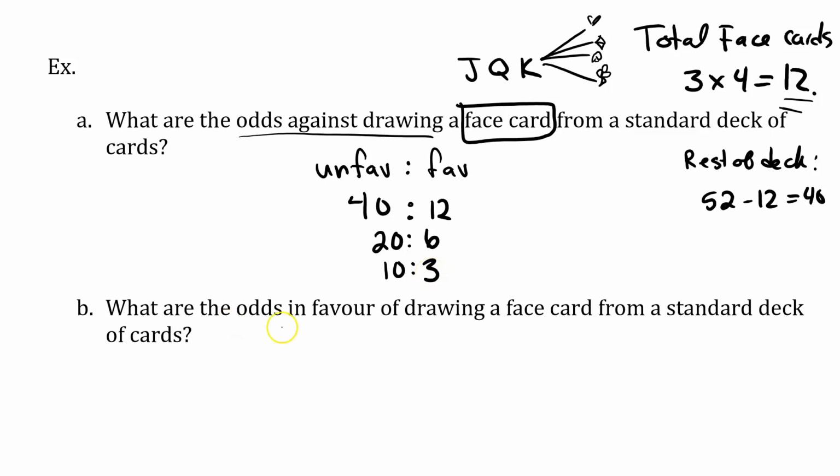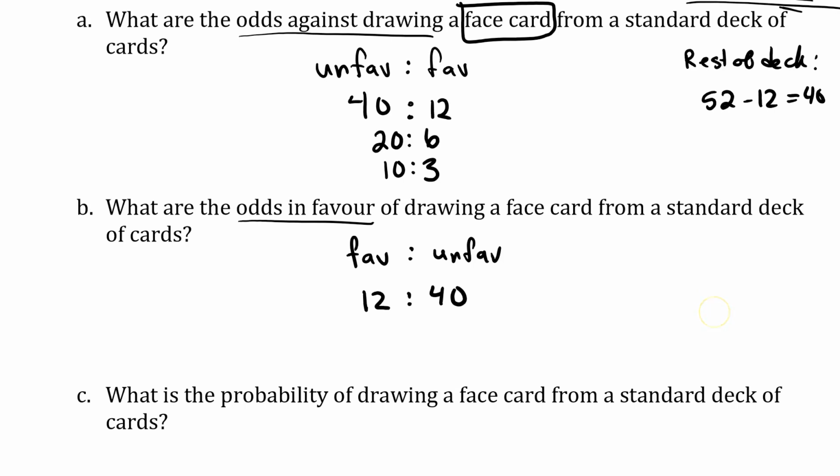Cool. So what are the odds in favor of drawing a face card? We first did odds against. Now we're going to do odds in favor, so that means we're going favorable to unfavorable. We know the favorable number of outcomes is still going to be 12, and the unfavorable is just going to be 40. We can put it in lowest terms the same way, so it's going to be 3 to 10. So odds against and odds in favor are the exact same numbers, just in the opposite order.